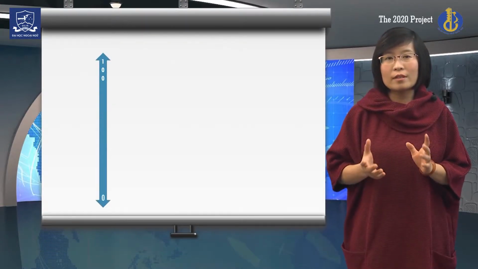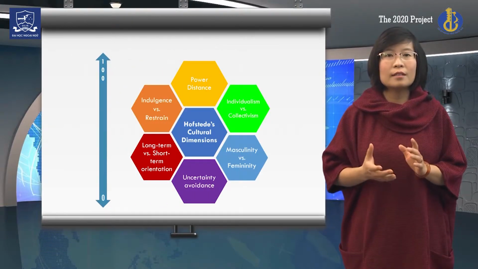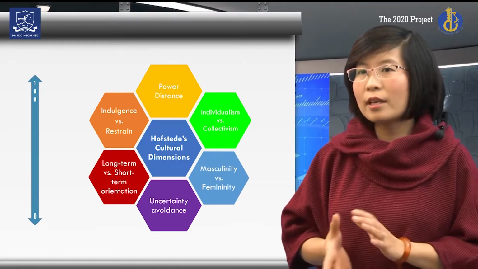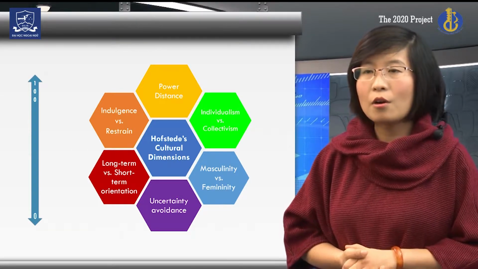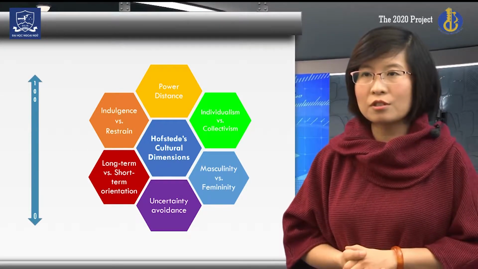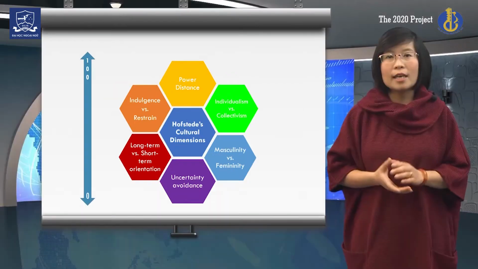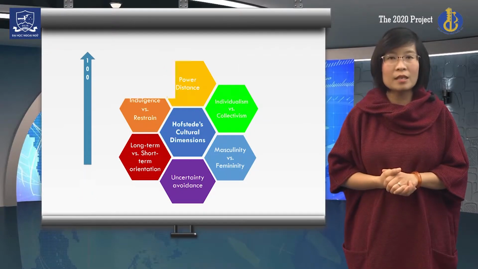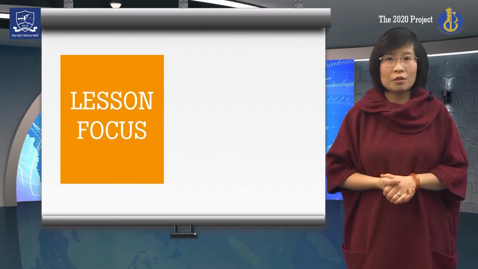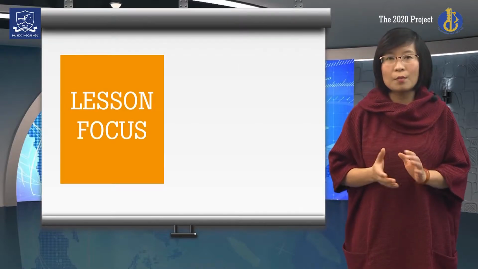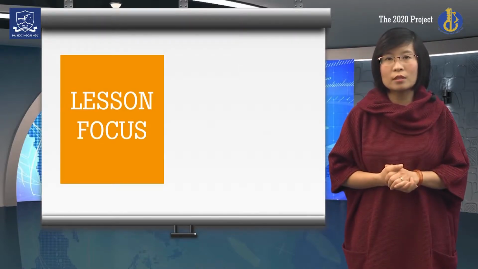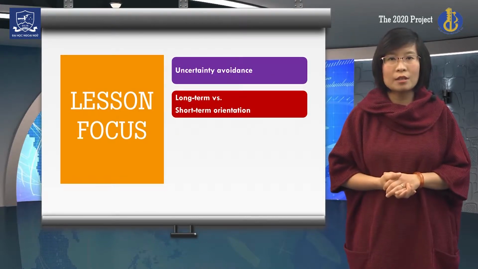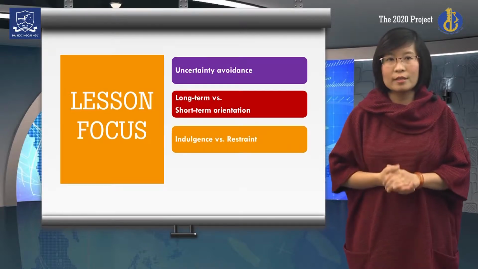We all know that there are 6 dimensions of cultures in the current Hofstede's framework on national values. In video lecture 2 of module 3, I already introduced the first 3 dimensions, namely power distance, individualism versus collectivism, and masculinity versus femininity. In this video lecture, I will focus on the other 3 dimensions of Hofstede's 6D model: uncertainty avoidance, long-term versus short-term orientation, and indulgence and restraint.